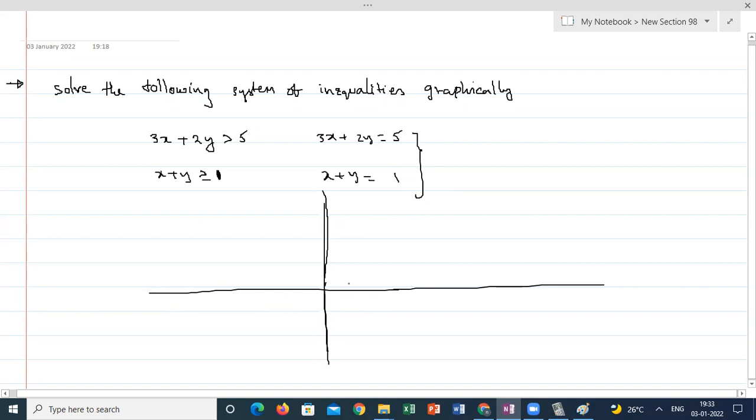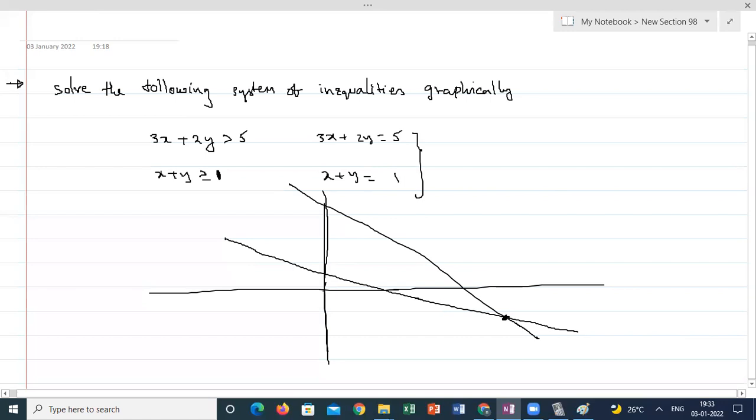One graph is if I am putting x is equal to 0, y is equal to 5 by 2. So I will get a graph like this. And if I am taking x plus y is equal to 1, I will get a graph like this. We will meet somewhere here. This is the point of intersection of these two graphs.